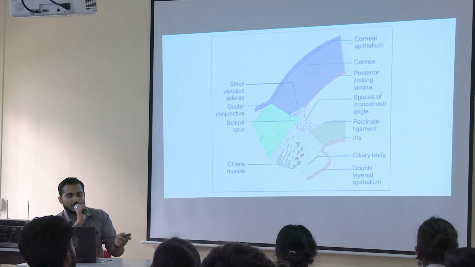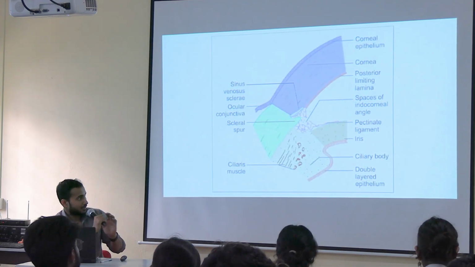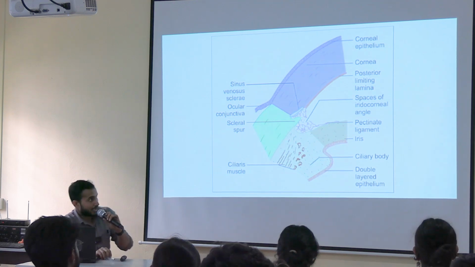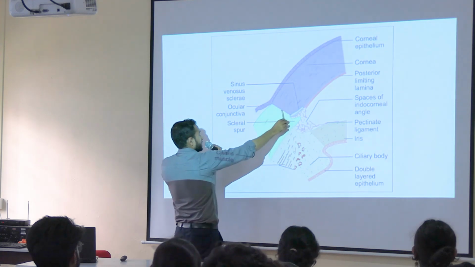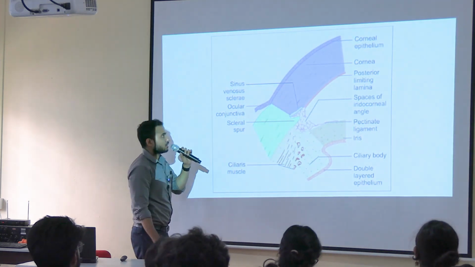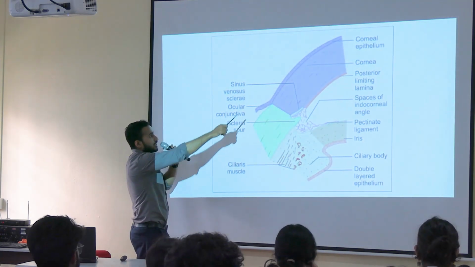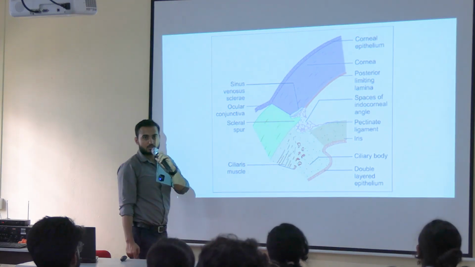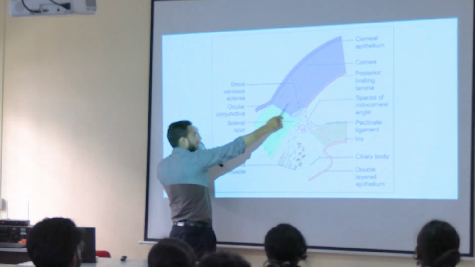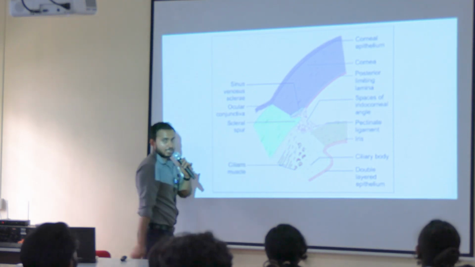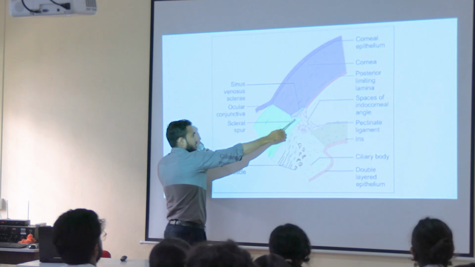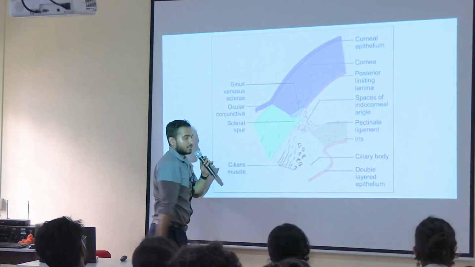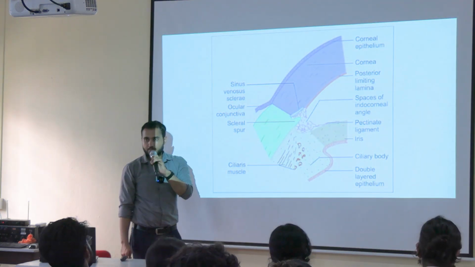Now, here you can see the diagram. In this diagram, I hope you can see the sclerocorneal junction. So which part is the cornea? This part is the cornea and this part is the sclera. So this is the sclerocorneal junction. Just posterior to the sclerocorneal junction, you can see a canal is there. It is called the canal of Schlemm.